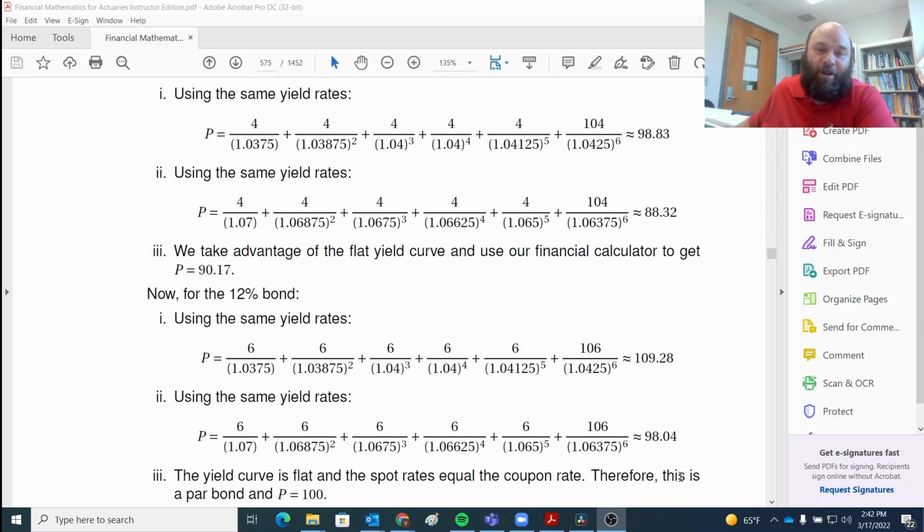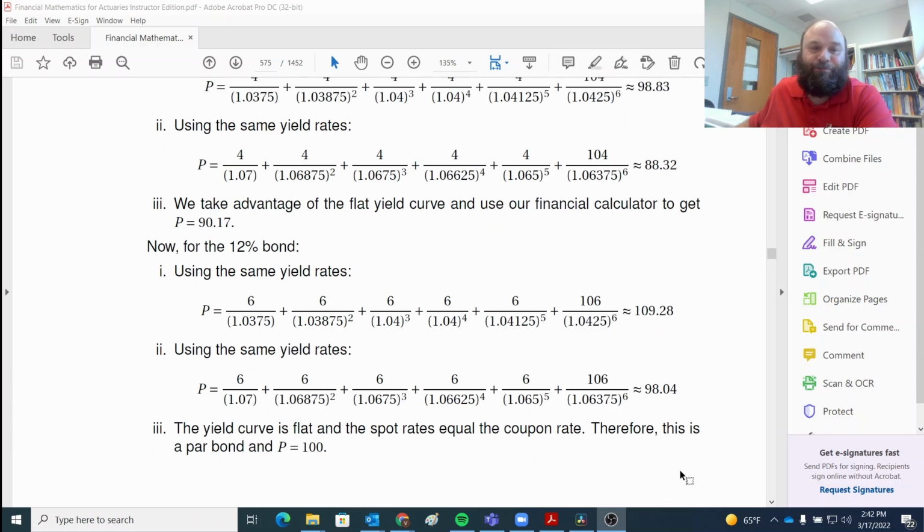And by the way, the flat one is nothing to think about because not only is it a flat yield curve, but the coupon and the yield rates match. So it's a par bond. It's priced at par, so its price is 100.